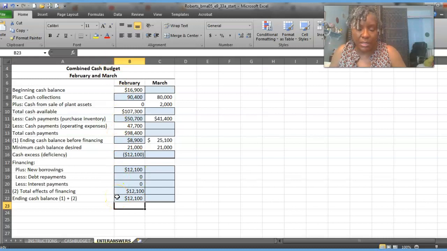It is not necessarily the most difficult project to do, but you have to see the relationships among these different line items in creating this budget.